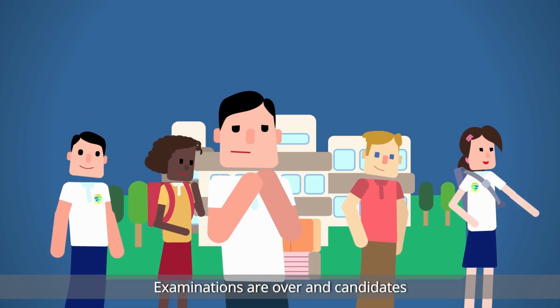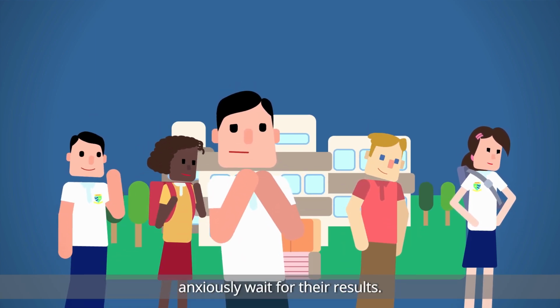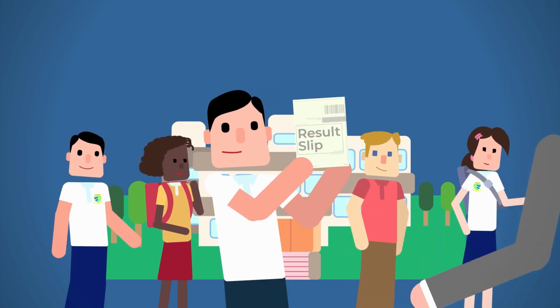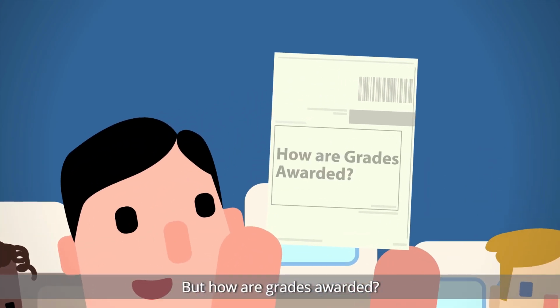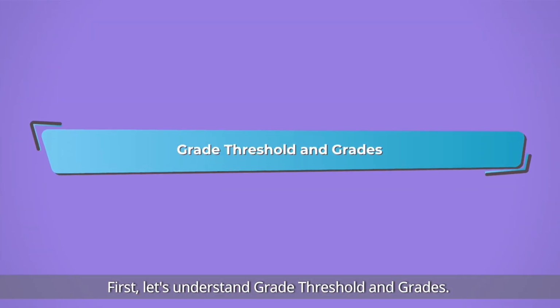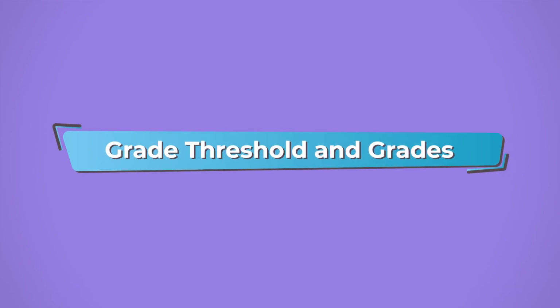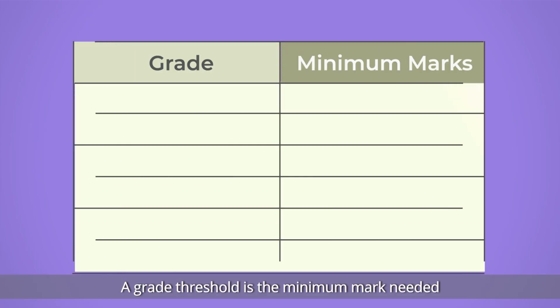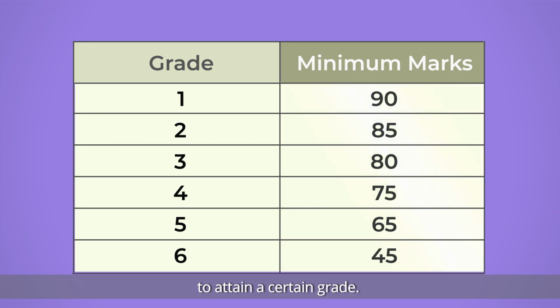Examinations are over and candidates anxiously wait for their results. But how are grades awarded? First, let's understand grade threshold and grades. A grade threshold is the minimum mark needed to attain a certain grade.